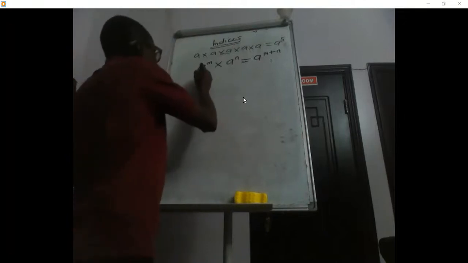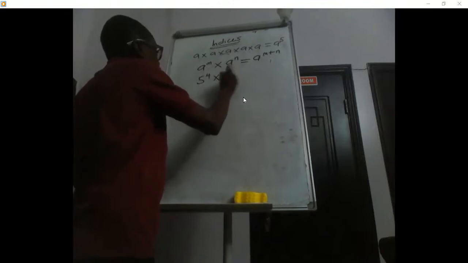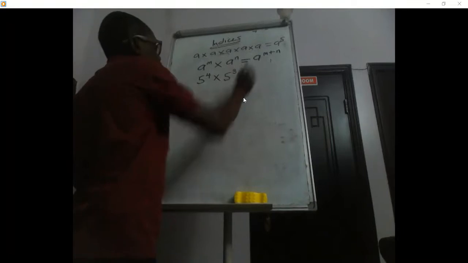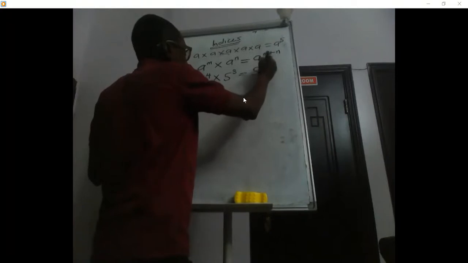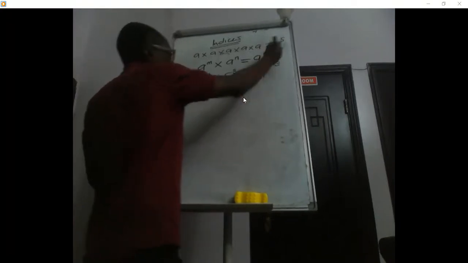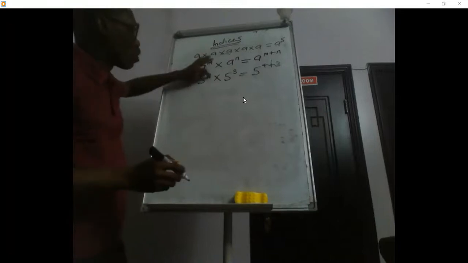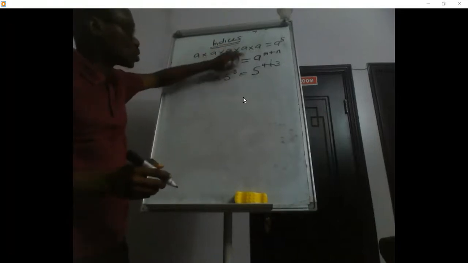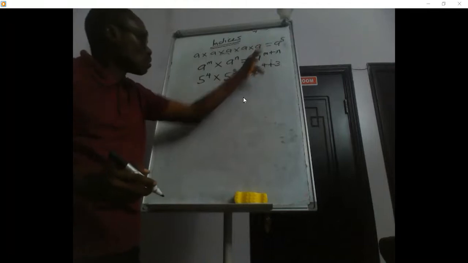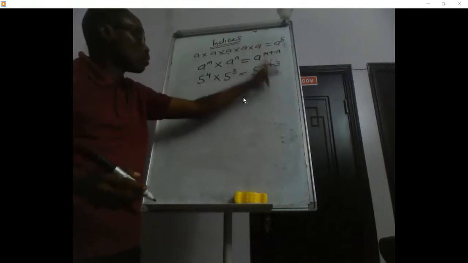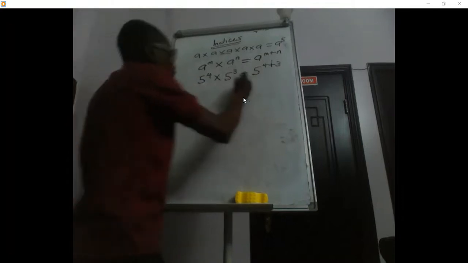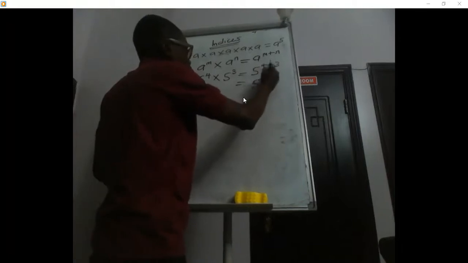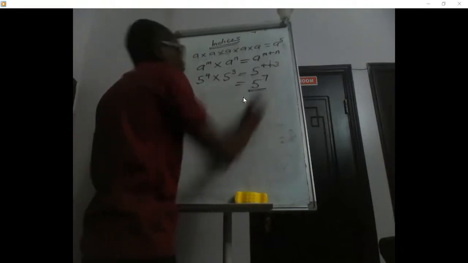Assuming you have 5 raised to power 4 times 5 raised to power 3. This can be simplified as 5 raised to power 4 plus 3. If you follow this rule, your m is your 4, your n is your 3. So this simplifies to 5 raised to m plus n. M is 4, n is 3. Now 4 plus 3 is what? 7. So finally you have 5 raised to power 7. This is your final answer.